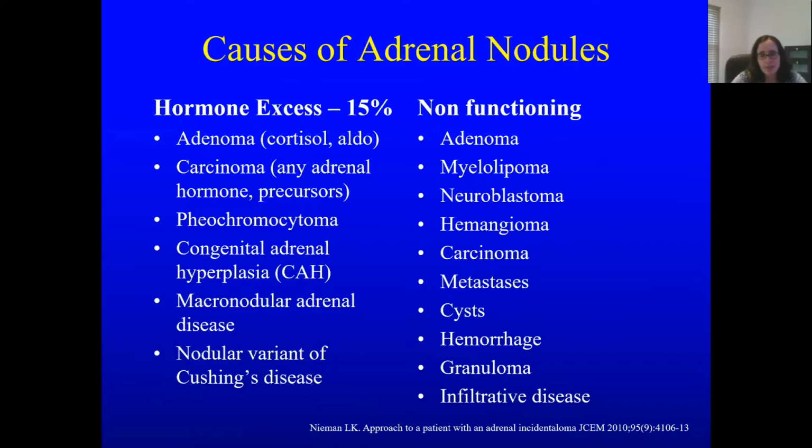Non-functioning, you can have lots of adrenal masses that are non-functioning. Myelolipomas, neuroblastomas, hemangiomas. You can have an adrenal cancer that's not functioning. Adrenal mets from other cancers, hemorrhage, cysts, infiltrative diseases, granulomatous diseases to the adrenal.